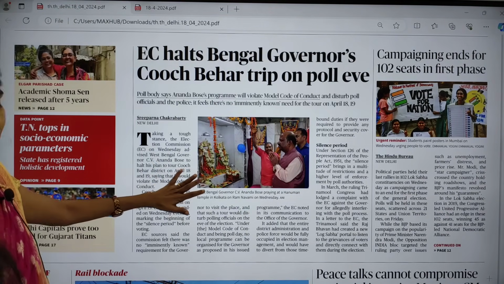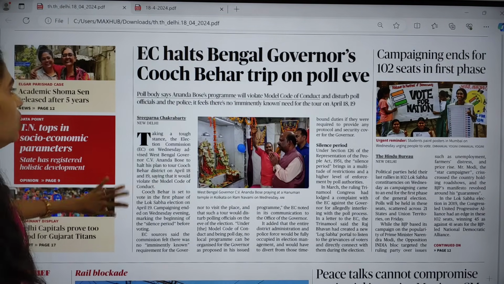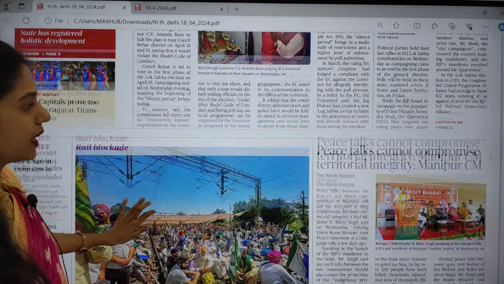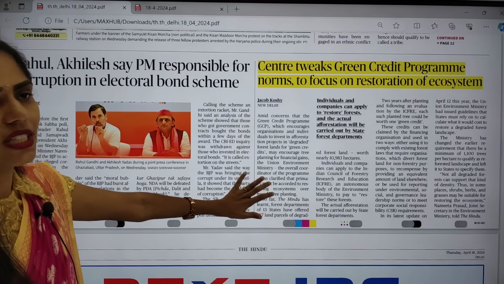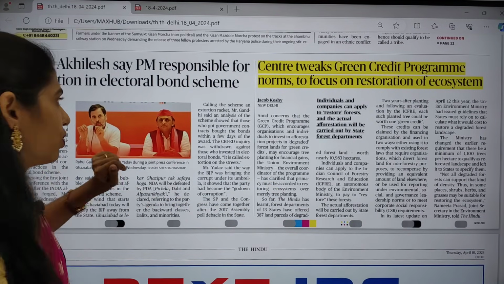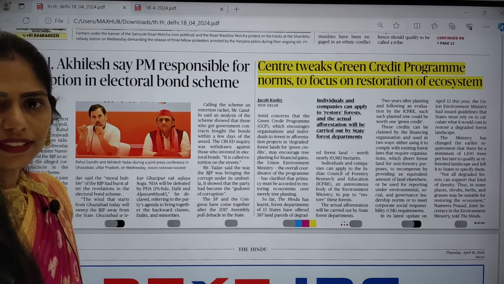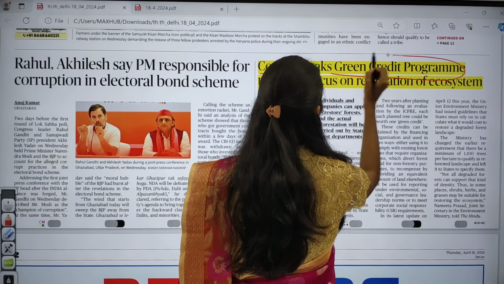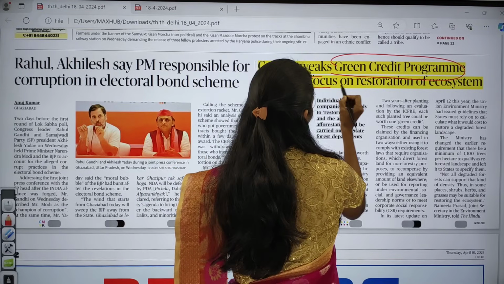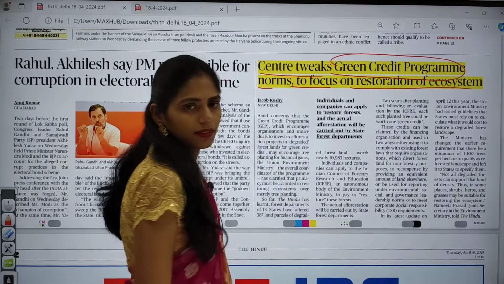So this is the front page of today's newspaper. Most of the articles are political articles. Here you can see there is one article which is relevant from our examination point of view. Let me read the title. The title is: Centre Tweaks Green Credit Program Norms to Focus on Restoration of Ecosystem.